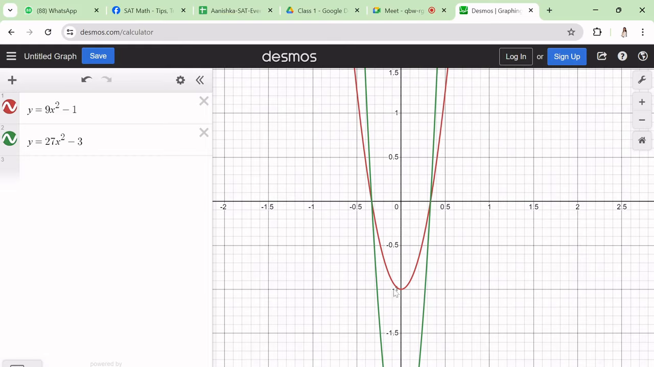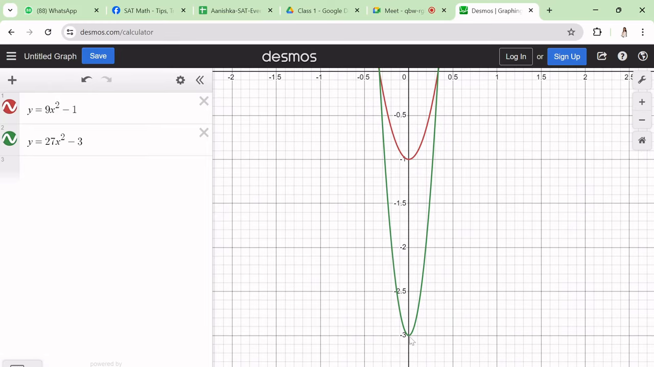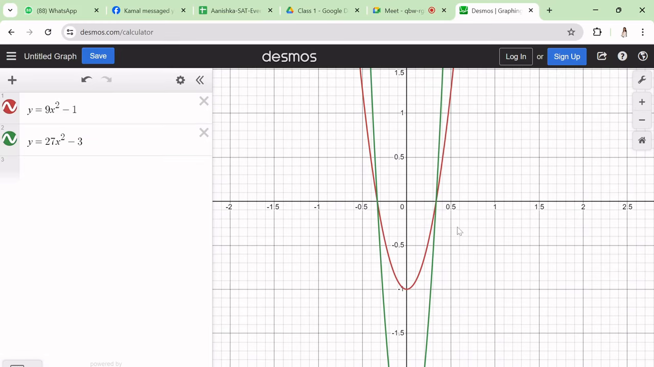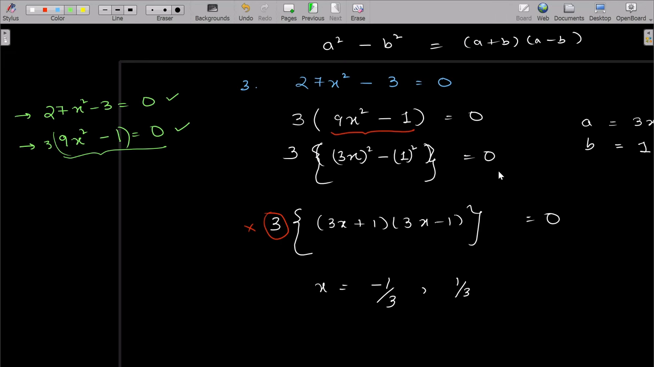Well, not every point. The minimum value is definitely multiplied by 3, but the solution will not change. Okay, anyway, so these were the 3 cases, Anishka.